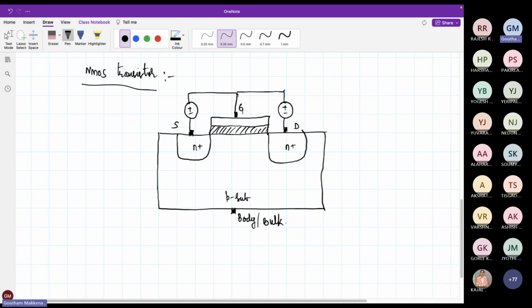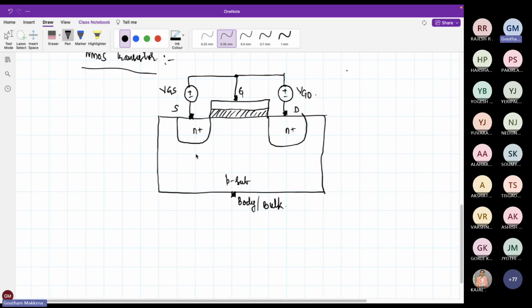What are the two voltages now? Between these two terminals, what is the voltage that I have? Between gate and source, what is the voltage? VGS. This is VG, this is VS. Okay, this is VG, this is VD. So what will this be? VGD.